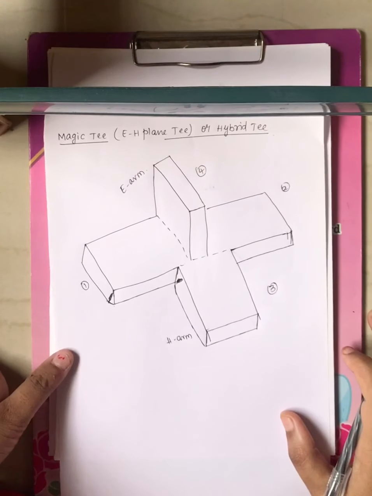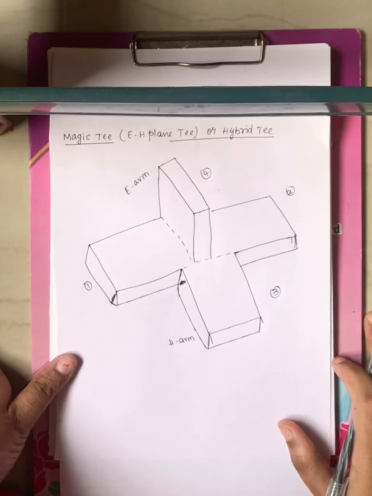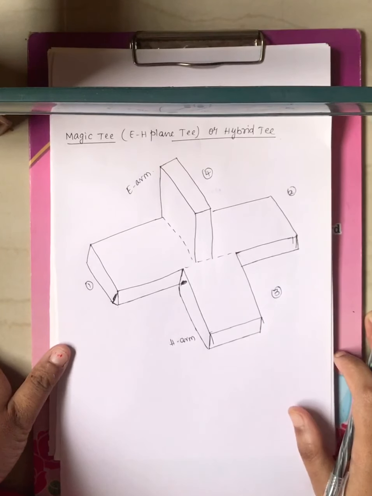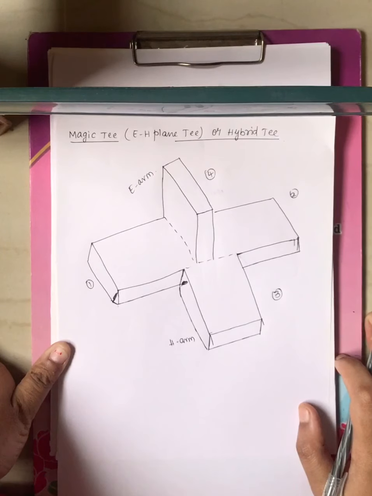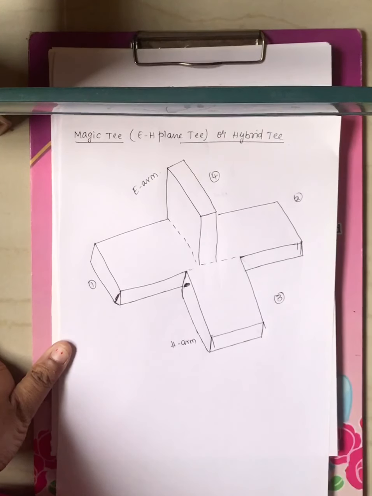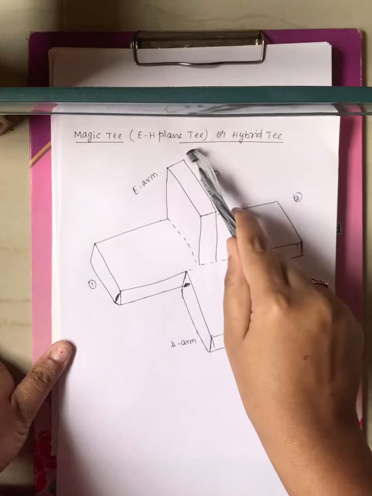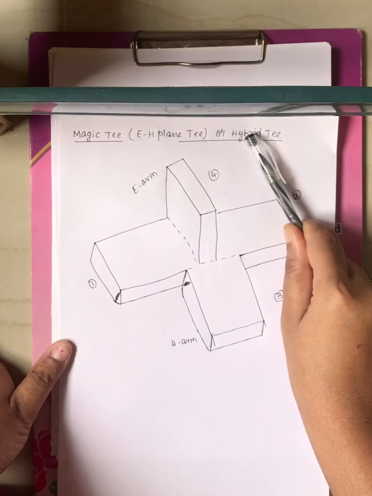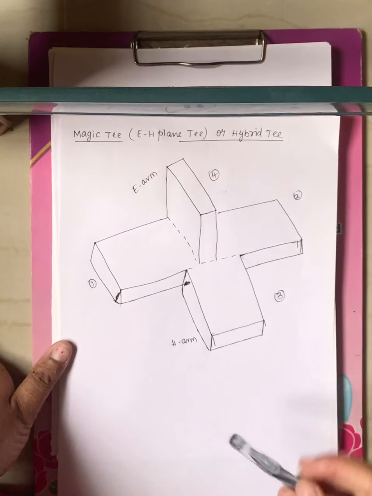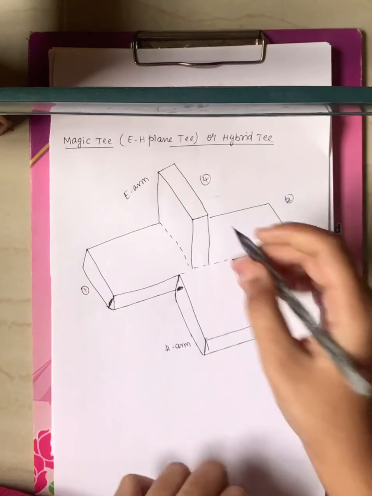Now coming to the next microwave passive device, that is the EH plane T junction, also called the magic T, also called the hybrid T. Now if you see the structure, this is the structure of your magic T.